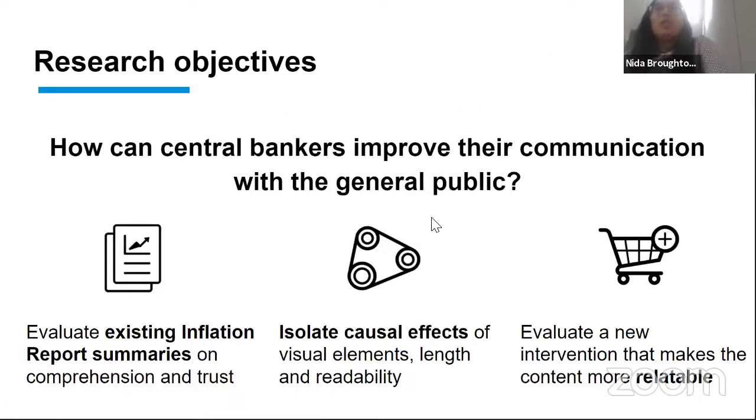So what were the research objectives of this particular project? We took one particular example of Bank of England communications, its inflation report summaries, and we started this project in 2018. At the time, the Bank of England had recently introduced some new versions of its inflation report summaries designed to make them much more accessible to the UK public. These summaries set out the MPC's decision on interest rates and all the economic data that sits behind that. And these were the three objectives that we had. Firstly, we wanted to evaluate the impact of these summaries on public comprehension and trust. We then wanted to isolate the causal effects of things like visual elements, length of the summary, and readability scores. And finally, we wanted to evaluate a new intervention that sought to make all the information as relatable as possible to people's lives.